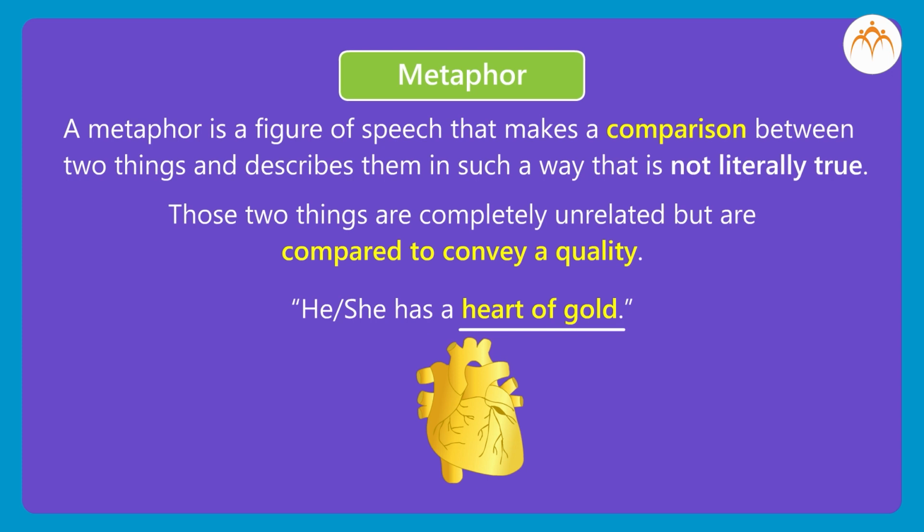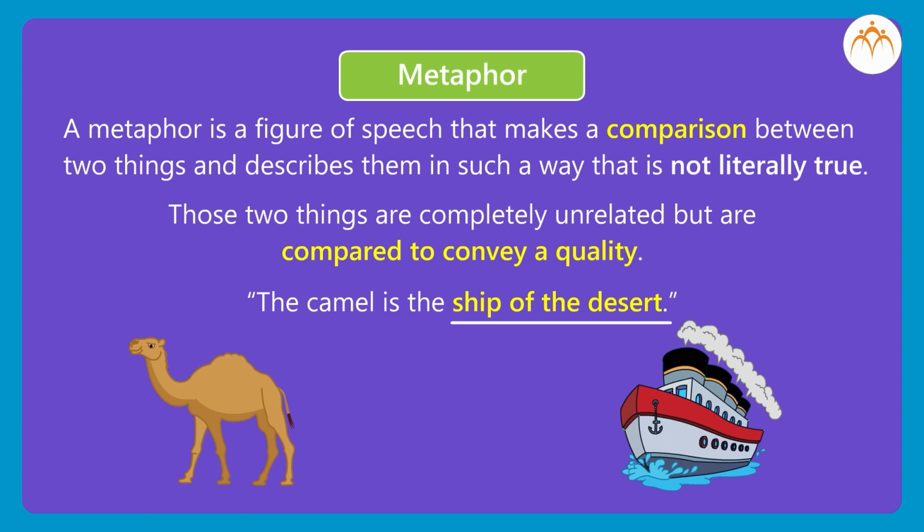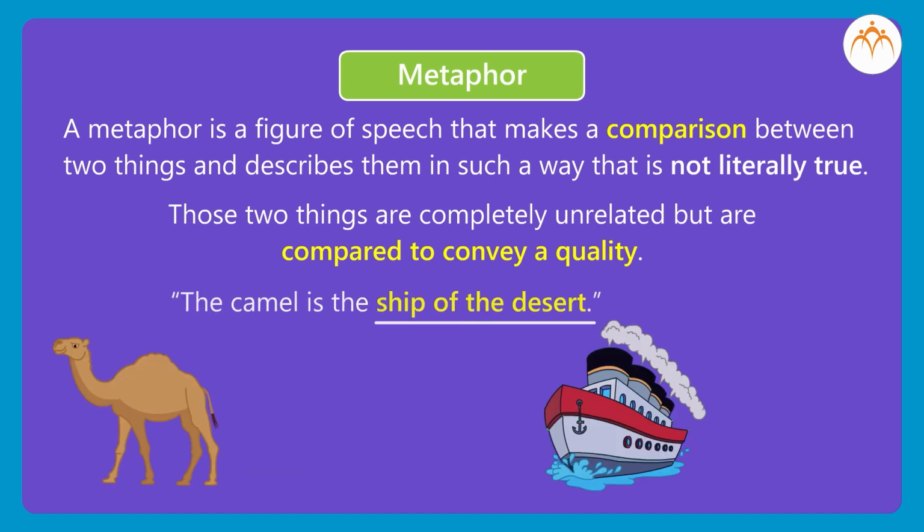Now, it is absolutely not possible for a person to have a golden heart. A heart and gold are not at all related. But to convey the nobility of the person's heart, we compare it with gold, which is considered a noble metal since it remains pure in spite of resistance like corrosion. Another example of metaphor is the camel is the ship of the desert. Now again, camel and ship are not related to each other. But to convey that a camel serves the same purpose as that of a ship, we compare them and mean to say that just as a ship is the vehicle of the sea, a camel is the vehicle for the desert.